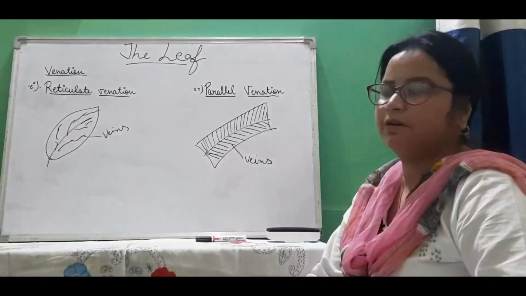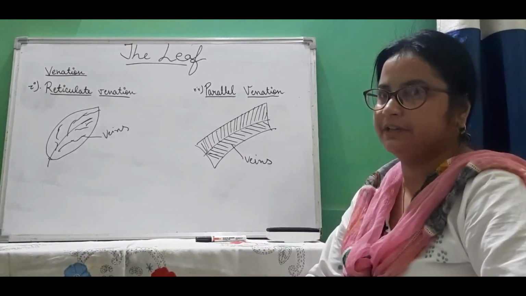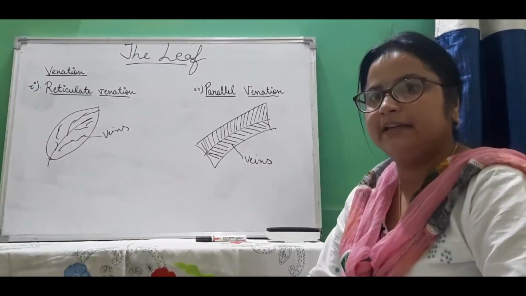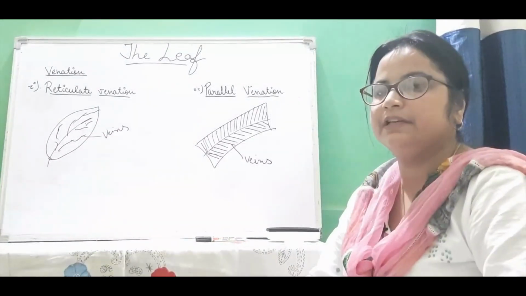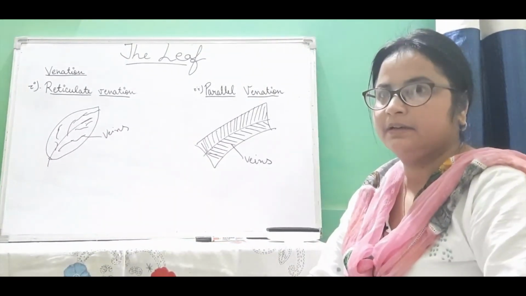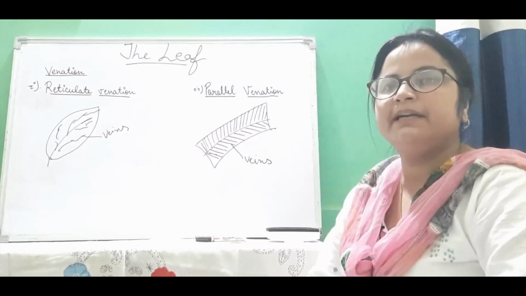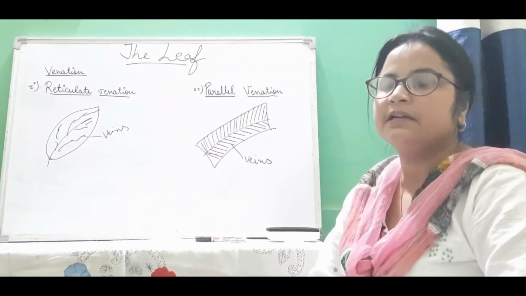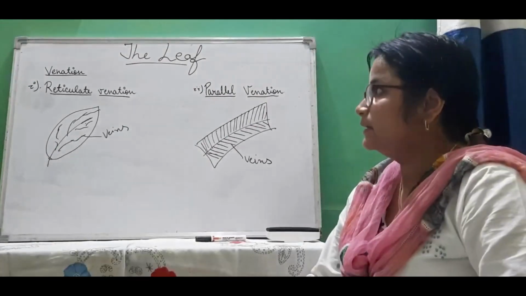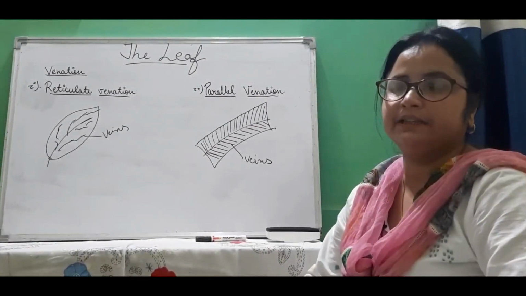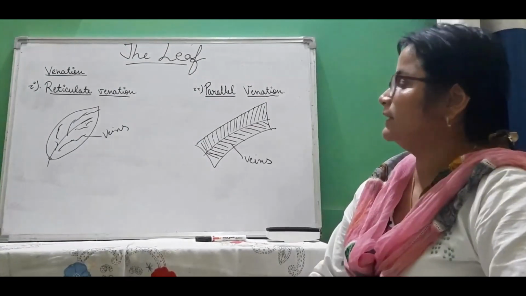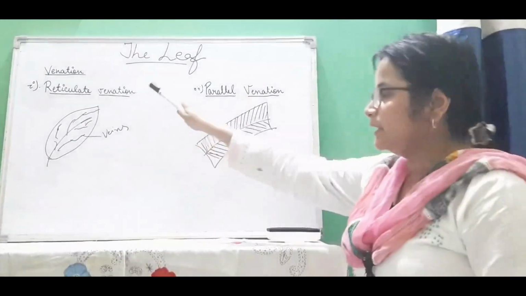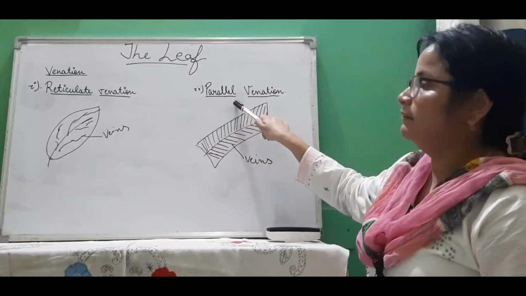Coming to the next topic, which is known as venation. The meaning of venation is the arrangement of veins or veinlets in a leaf. Again I am saying, the arrangement of veins or veinlets in a leaf is known as venation. So venation is divided into two types: first is reticulate venation and another one is parallel venation.